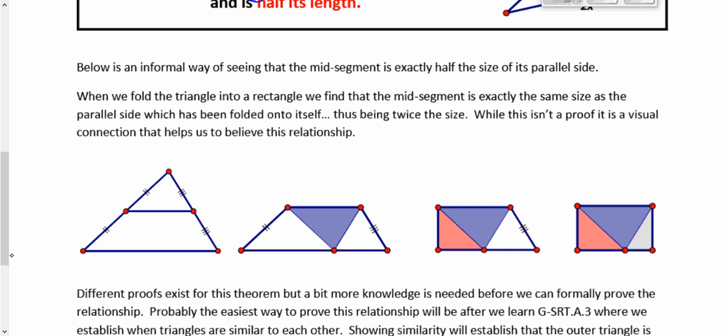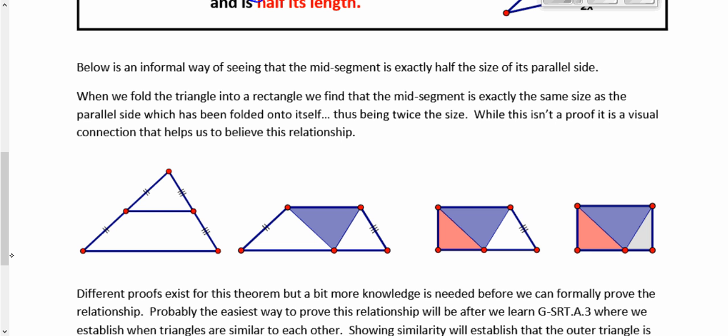So we could show that it's twice the size, right? By folding up the other parts onto it, couldn't we? Right? You guys just take a look at that. I think you get the idea, right? They're just kind of demonstrating how it's twice or half the size of the third side. That's fine. Let's go over to the next page here.